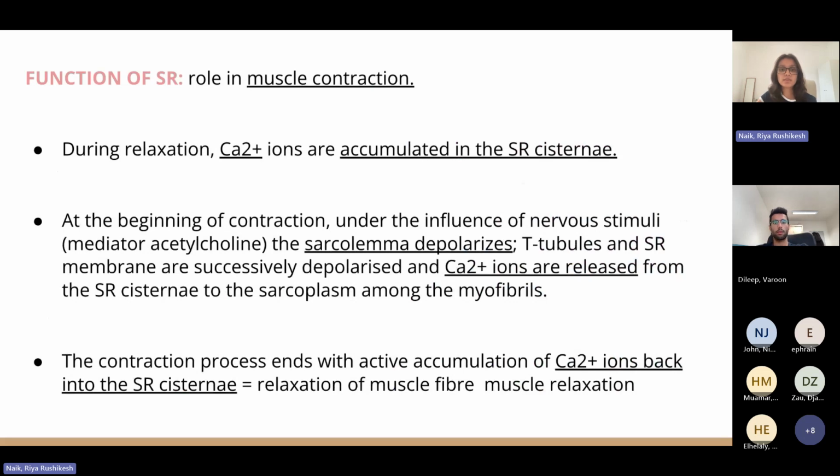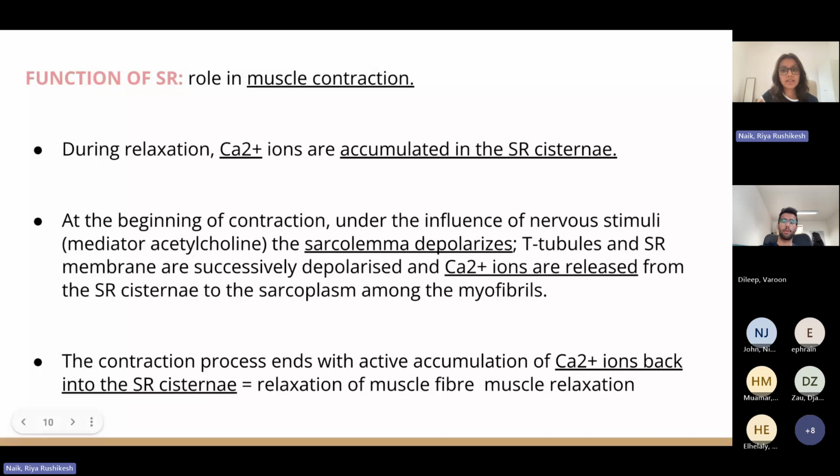There are three basic steps of muscle contraction that you need to know. When the muscle is relaxed, the calcium ions accumulate in the cisternae, and when it is about to start contracting, the sarcolemma depolarizes, and all the calcium ions come out and go around the myofibrils, which enables contraction. The contraction process ends when all of these calcium ions return back to their cisternae. That is when the muscle goes back to its relaxed state.